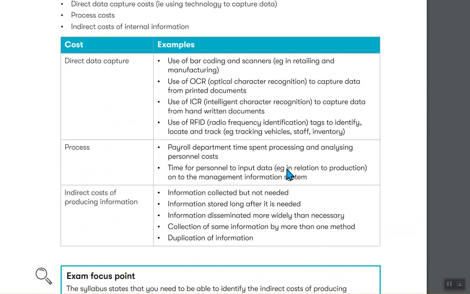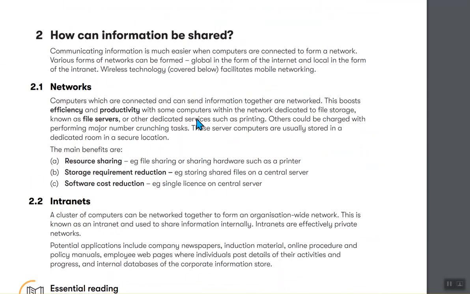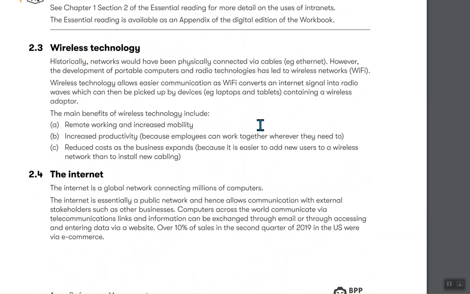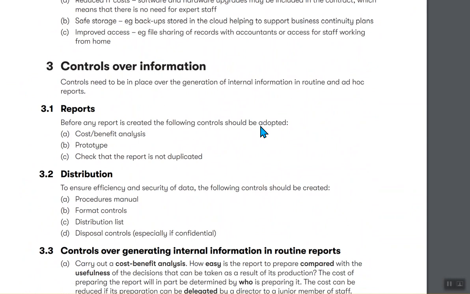Okay, cost of information. Direct data capture cost is the cost that you are incurring directly when you're capturing data, like using barcode systems and stuff, and then processing information into computerized accounting and stuff. And then indirect cost of producing information is when you store information in a separate place and then you use it at a later date. Okay, how can information be shared? You know about networks, internet, so I will not waste my time here. So you just read them in detail.